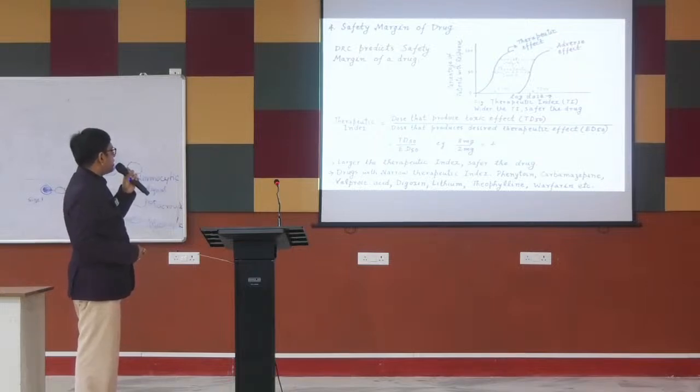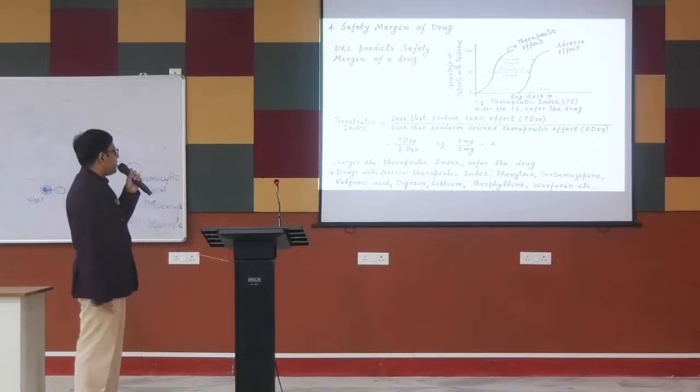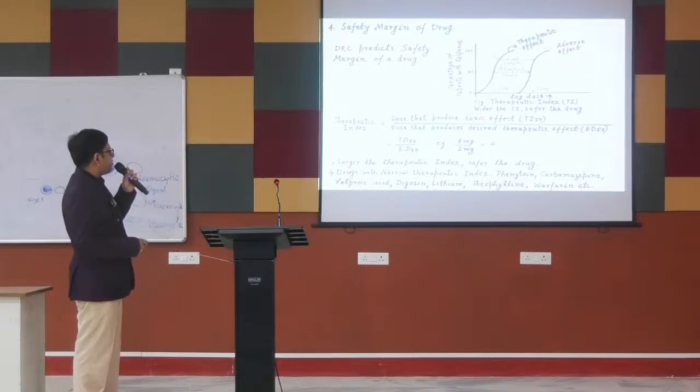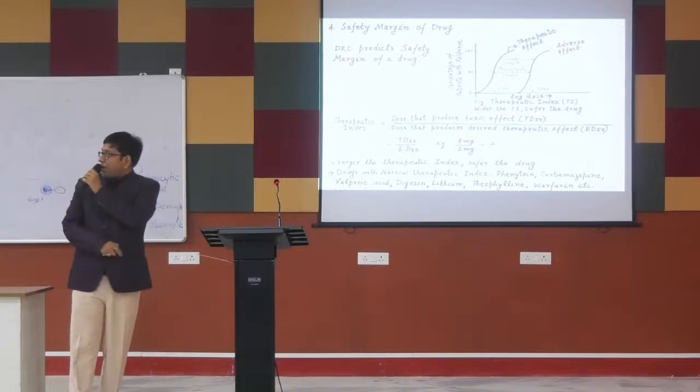You have to remember, you will be asked the definition of therapeutic index, you have to tell this definition, the ratio of this, and how you calculate. You take a dose and you see 50% of patients having therapeutic effect and 50% of patients having adverse effect, and their ratio is this. The larger the index, the safer is the drug.